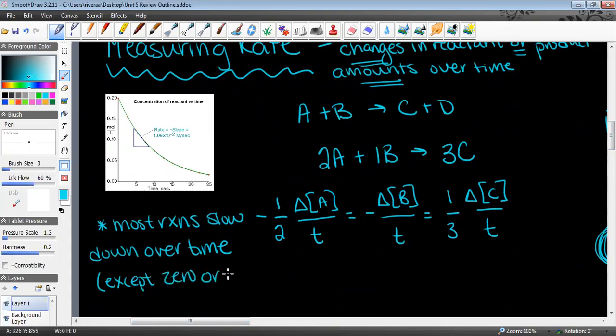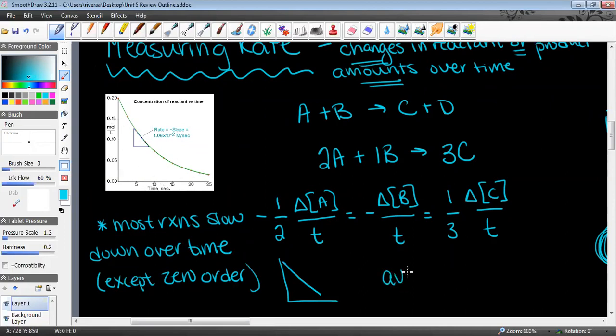Zero order reactions have constant rates. Like they just whoop, same rate the whole time for zero order. But for everything else, for first order and for second order reactions, they're gonna slow down over time. So there are 2 different ways to measure rate.